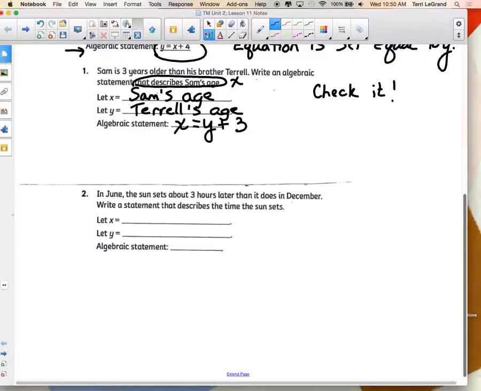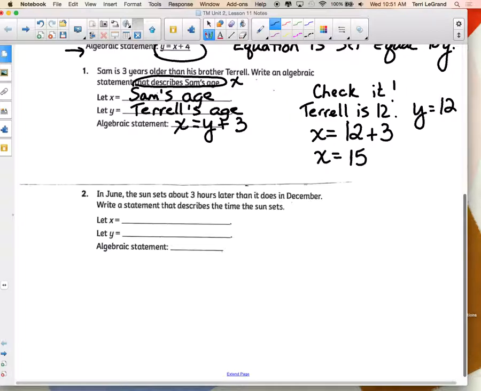12. Okay, so Terrell is 12. That means Y equals 12, right? So to figure out how old Sam is, we would use our algebraic statement that says X is equal to 12 plus 3. So when we add 12 and 3 together, we'll get our X value, which is what? 15. So that's whose age? Sam. That's how old Sam is.